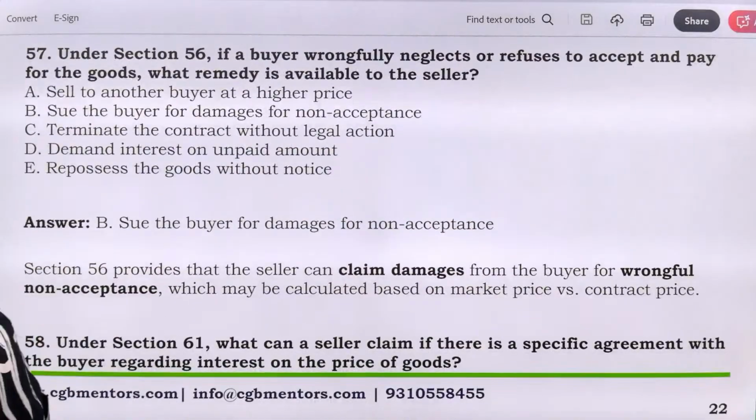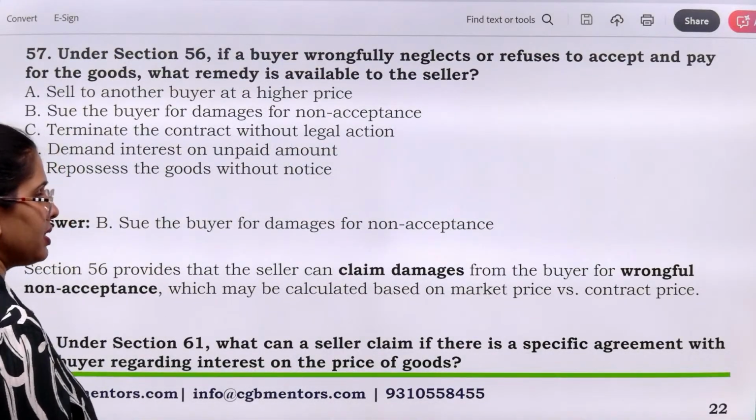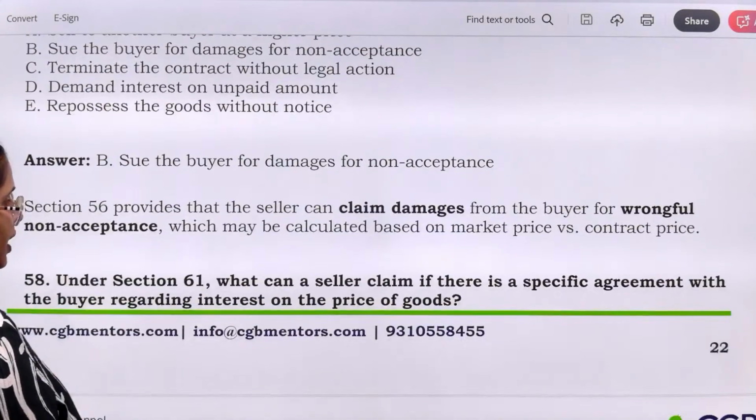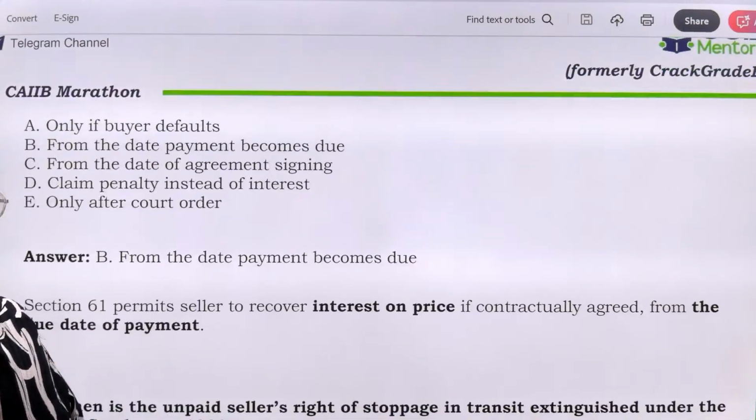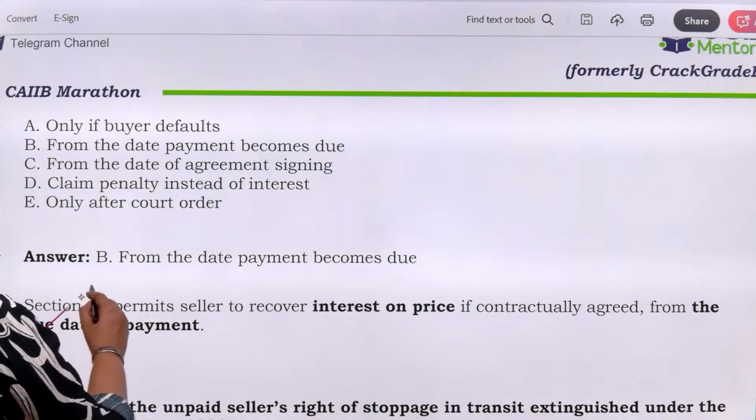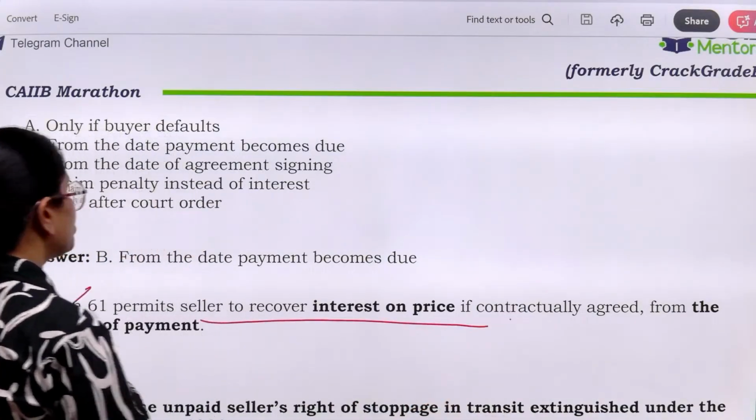Next, under section 61, what can a seller claim if there is a specific agreement with the buyer regarding the interest on the price of goods? So in that case, section 61 permits the seller to recover interest on price if contractually agreed, also if it remains unpaid.